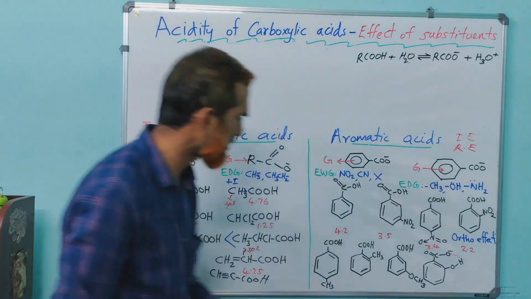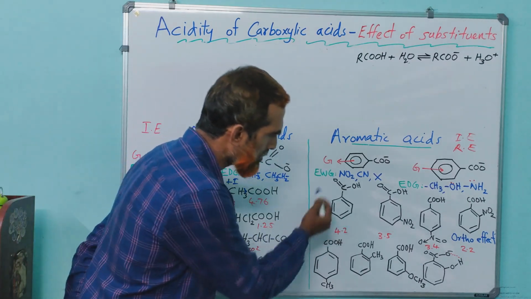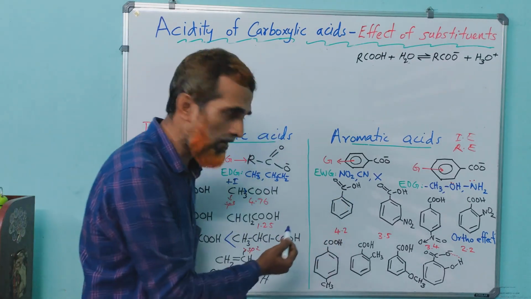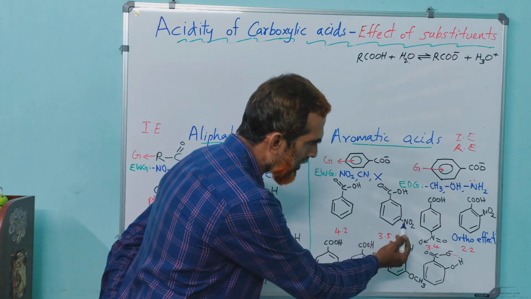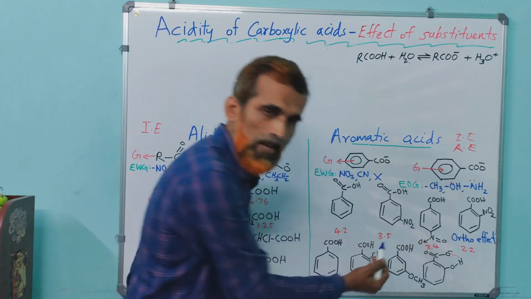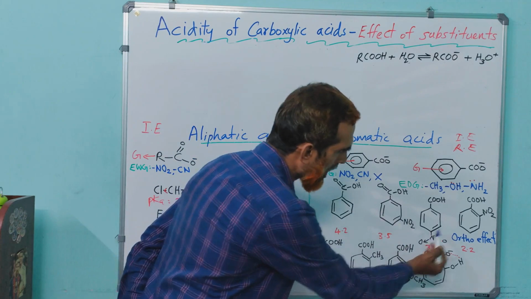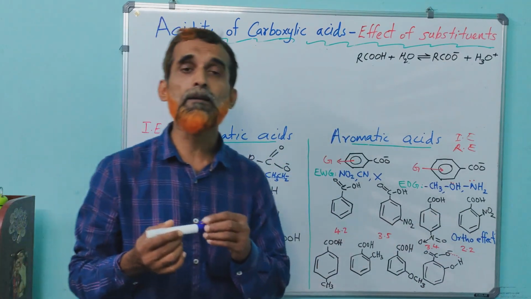Let's go to examples. Look at this. This is benzoic acid, 4.2 pK value. When the nitro group is coming at different places, this is meta, this is para, this is ortho. So it's very important.